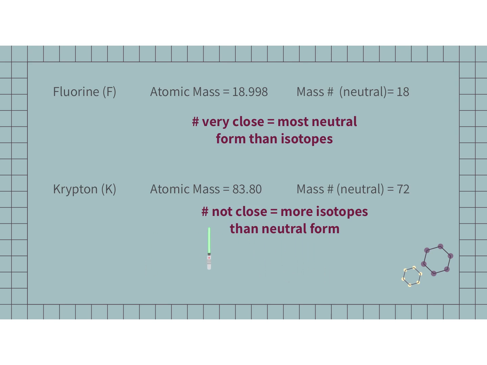If you go down here, though, and look at krypton, krypton's atomic mass in the periodic table is 83.80. And its mass number for its neutral form: the atomic number is 36, so 36 plus 36 is 72. You can see that these two numbers are a lot more different than the top one, right? So that means that the numbers not being close indicates there are usually more isotopes than the neutral form of this atom. And again, that's just other pieces of information you can get looking at the periodic table.